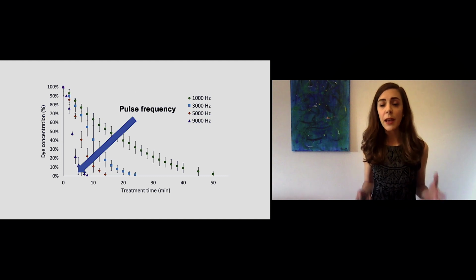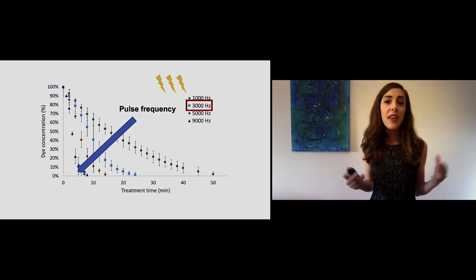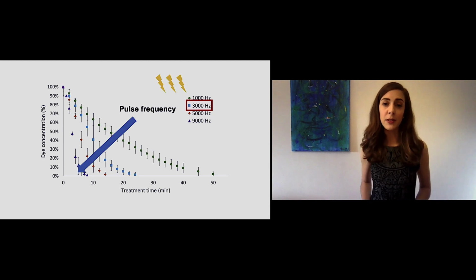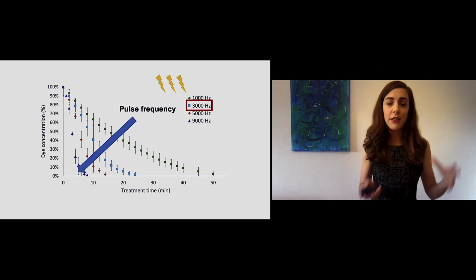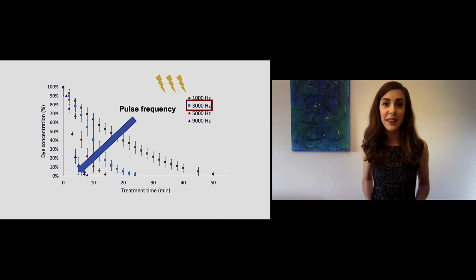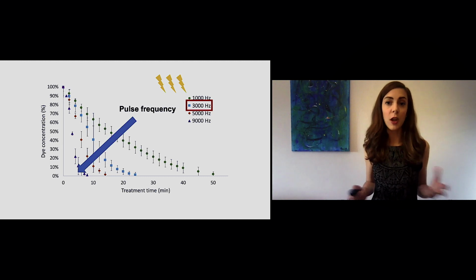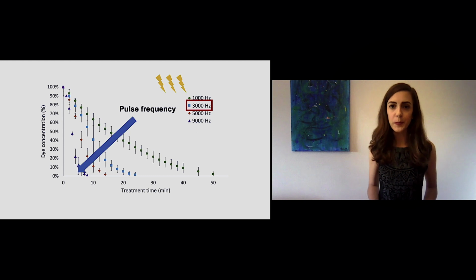However, in this case, my optimal parameter was not the highest, not 9,000 pulses per second. It was 3,000 pulses per second. And the reason is that I was limited by my power supply, which is homemade. It was built in my lab, and I was testing its limits. So when I was testing it at 5,000, 9,000 pulses per second, it was overheating, and I didn't want to break it. Therefore, I had this limitation. I had to stop at 3,000 pulses per second to be able to use the power supply long term.